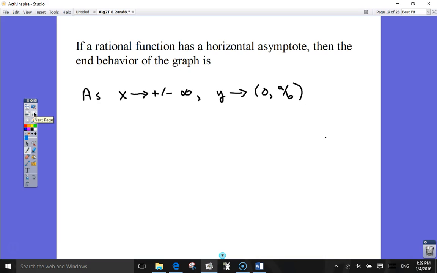So that leads to the end behavior. If there is a horizontal asymptote, then the end behavior of the graph is that the function is approaching that value, whatever it is. If the asymptote is y equals 0, that means the end behavior is y approaches 0. If the asymptote is y equals a over b, then as x approaches infinity, f of x, or y, is approaching a over b. It has to be getting infinitely close to that line without touching it.